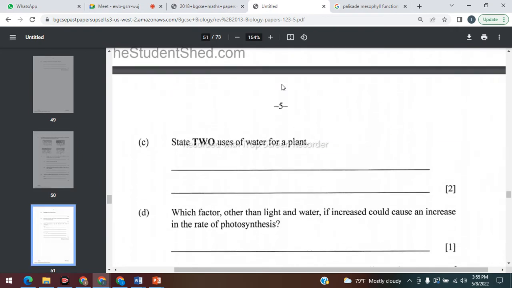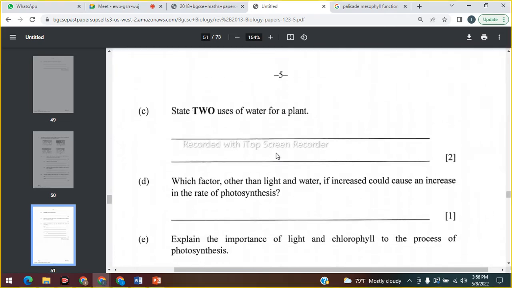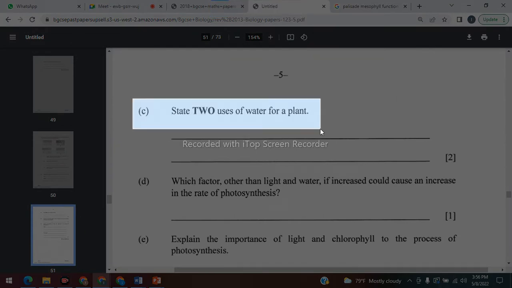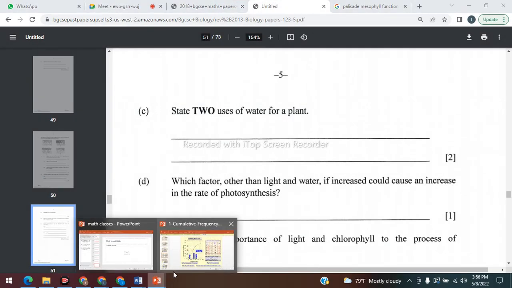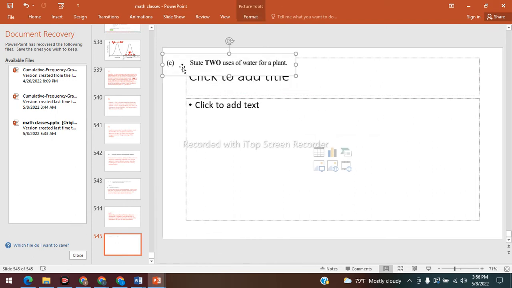State two uses for the plant. It's easy. That's a good question. One use is the creek, for water. The production of oxygen. Yeah, I got a little bit of tea. No, I want tea.